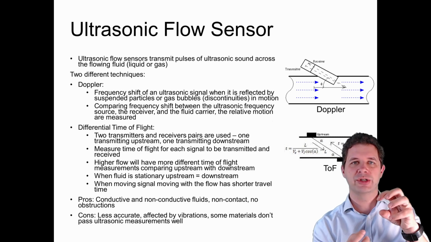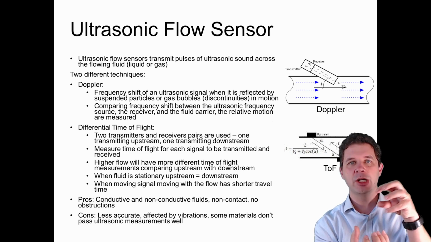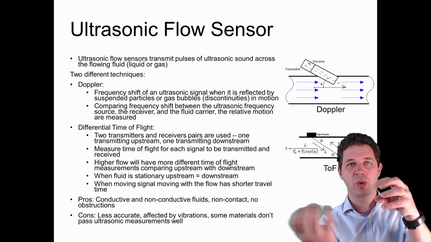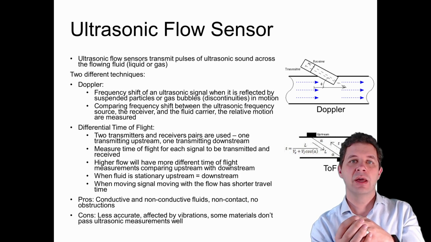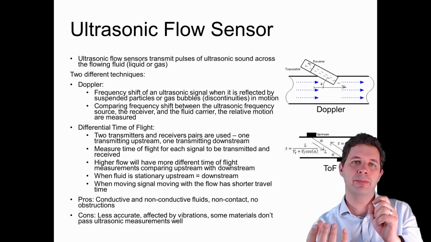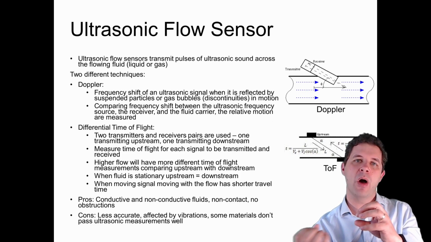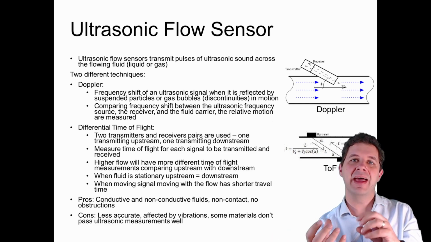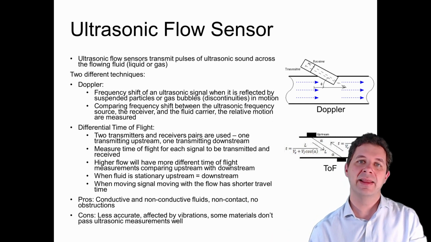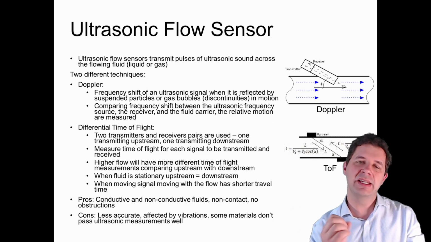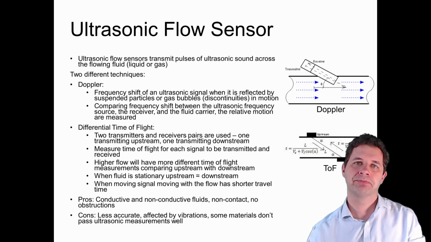So we point the ultrasonic sensor tangentially at our pipe, we've got liquid flowing through it, and it will bounce off little impurities or maybe air bubbles within that pipe and bounce back. And we receive that, and we use the Doppler effect to work out the velocity of that liquid that's moving through there.